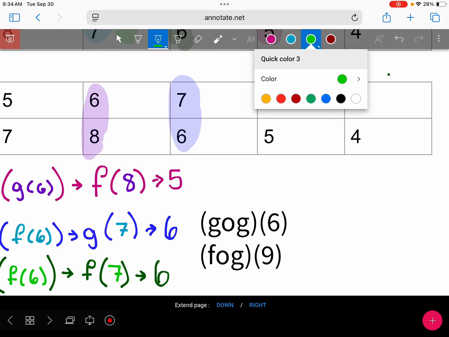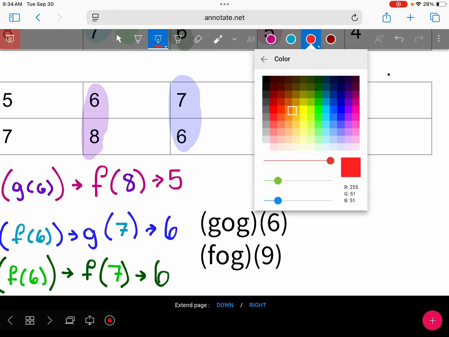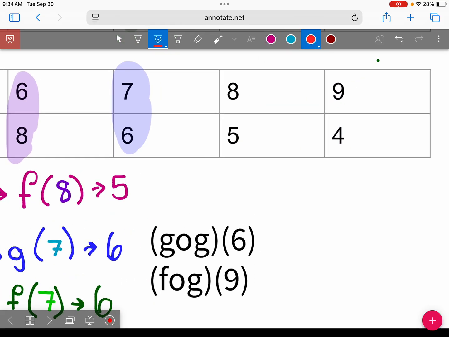So I'm going to have another pair of colors because we're going to do our g of 6. Will a problem like this be on the test? Easily could be. That does not necessarily mean yes. That means it could be.